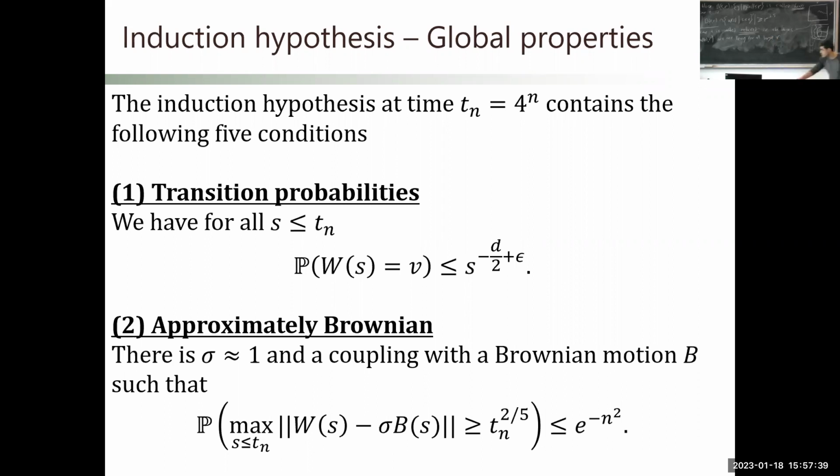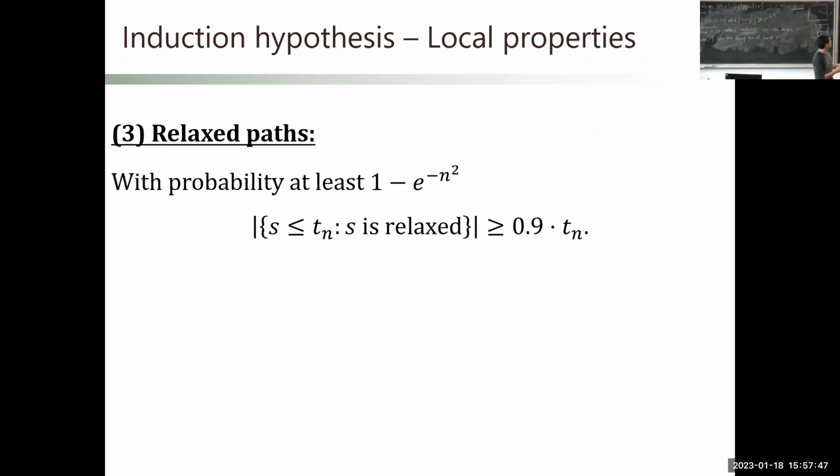And of course, you cannot ensure that all the times are relaxed, because maybe the walk is messed up locally like that. But what you can show is that 90% of the times are relaxed. So this is the inductive assumption. It tells you that with really high probability, at least 90% of times are relaxed.